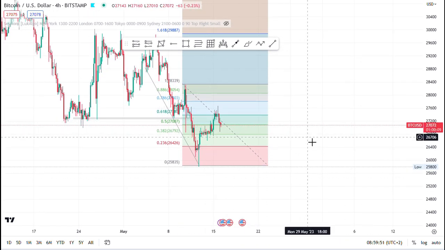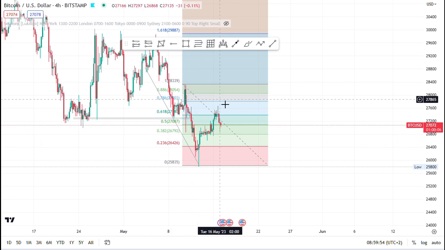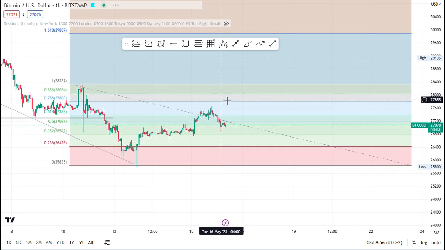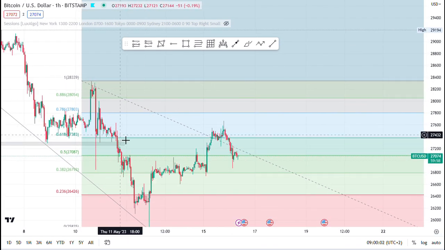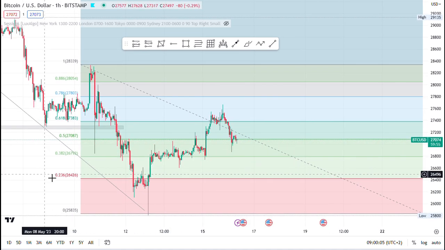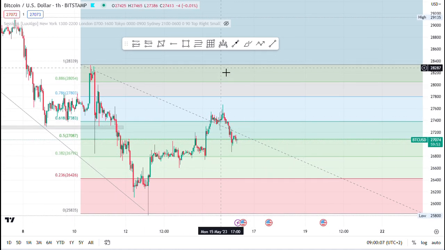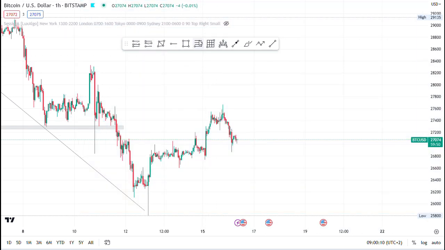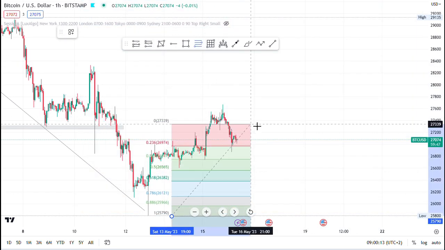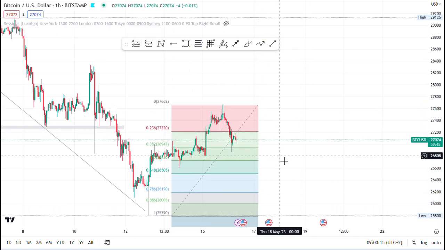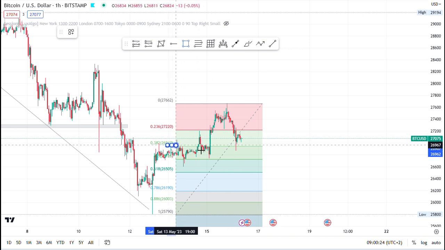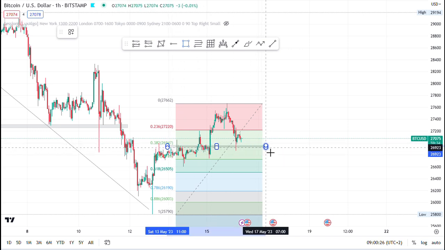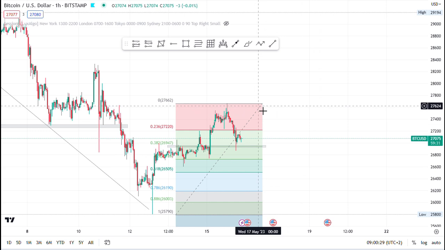Got a huge hammer in the 4-hour, and then a bullish engulfing candlestick, and the market just shot up and then came into our previous high here, broke our previous high, obviously came into our previous high. So let me take out my Fibonacci, do this. 38.2%. The 38.2%, we have a strong resistance and support level right there.